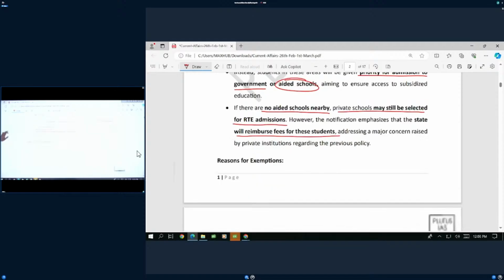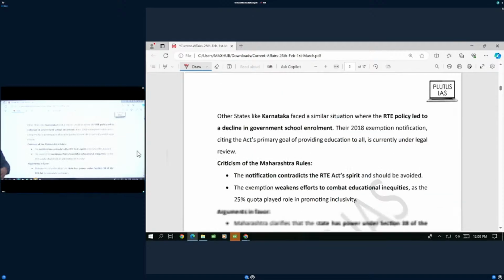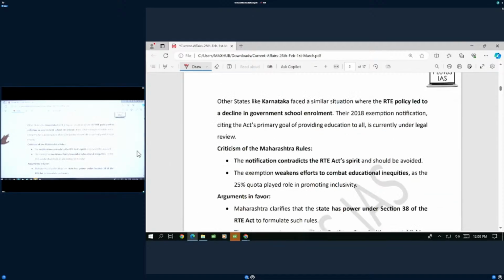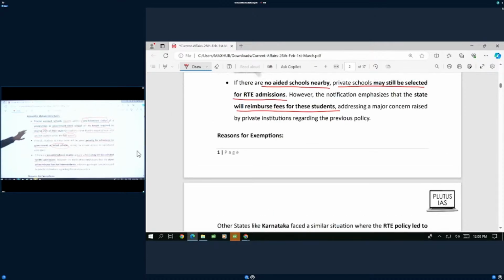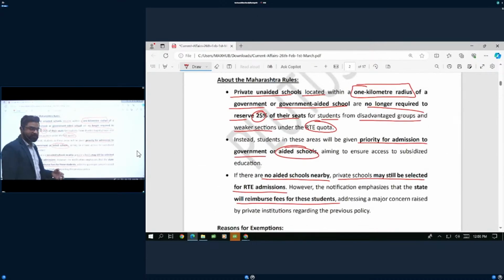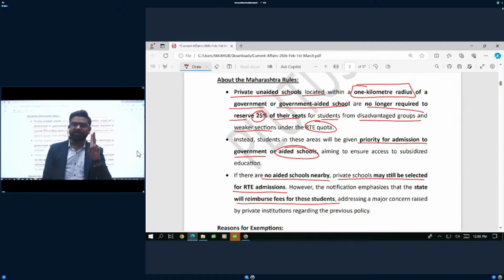अब आते हैं reasons for exemption. मैंने आपको बता ही दिया. कौन सा वाला? ये. He simply says there are 3 schools I told you: government, aided, unaided.